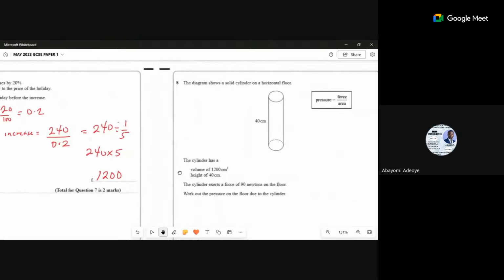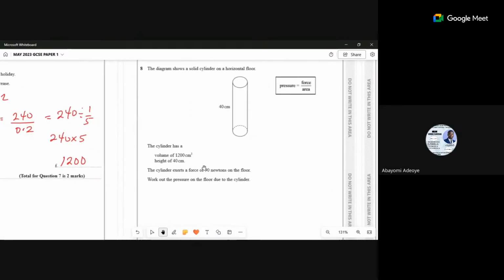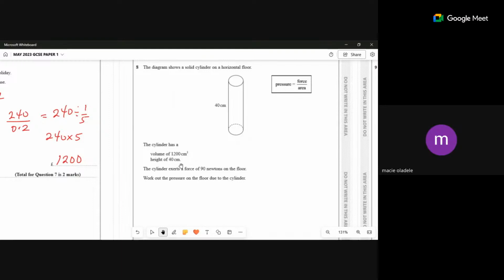Number 8. Can you read this question? The diagram shows a solid cylinder on a horizontal floor. The cylinder has a volume of 1,200 and a height of 40 centimeters. The cylinder exerts a force of 90 newtons on the floor. Work out the pressure on the floor due to the cylinder. All right. So pressure is force over area, right? Yeah.